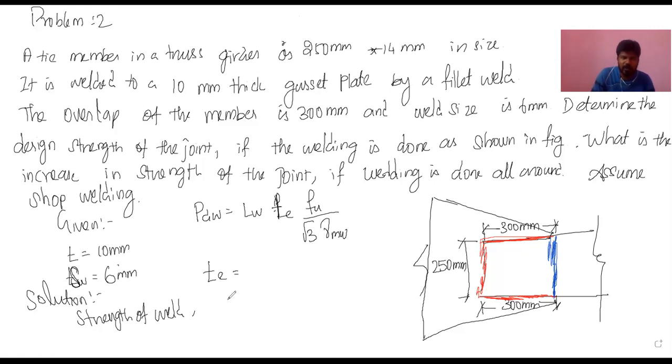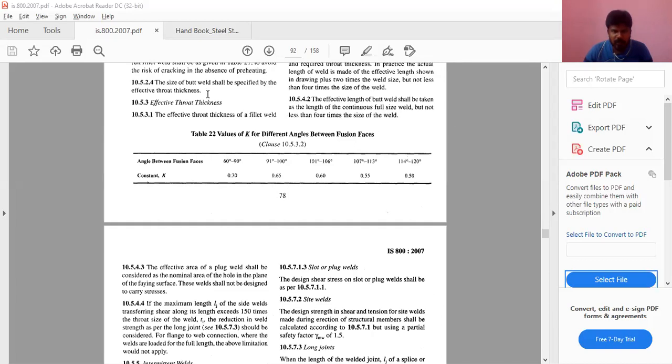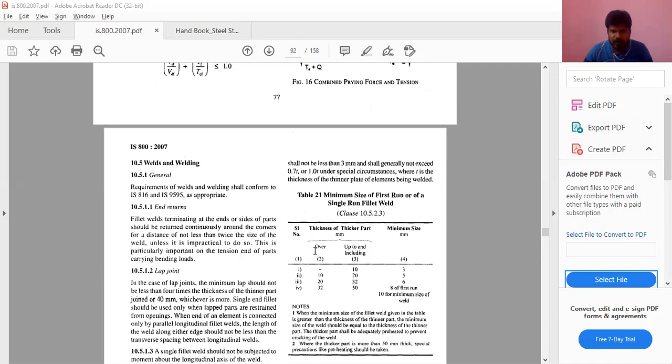Okay, in the problem they have mentioned the size of weld. If they have mentioned the size of weld, we have to multiply with some factor, so that we can see in the code book. Here they have mentioned that the effective throat thickness of a fillet weld shall not be less than 3 mm and shall generally not exceed 0.7 times of T, where T is the thickness of the thinner plate of the elements being welded. So here T is nothing but the size of weld we are going to use. Okay, so let us move on to the problem again.